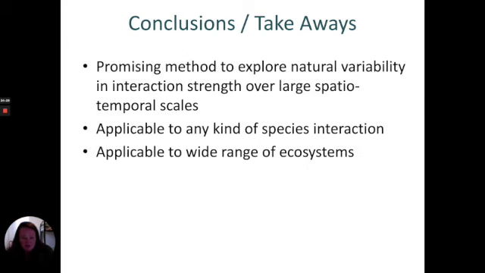And more generally, this use of EDM is a promising method to explore these species interactions over these really large spatial and temporal scales. We can use these types of models with any type of species interaction if you have the data. In fact, you can use these models on any time series; they don't even have to be species. And of course, we can use them in any range of ecosystems. So I think it's an interesting way to get a lot more use out of monitoring data, data that is collected with other purposes that we can now get more of these causal links out of.